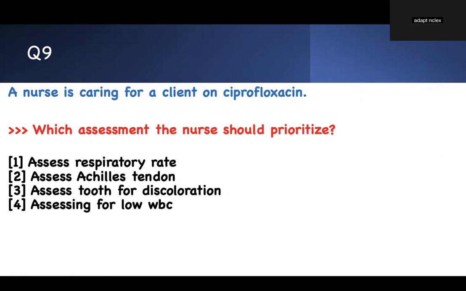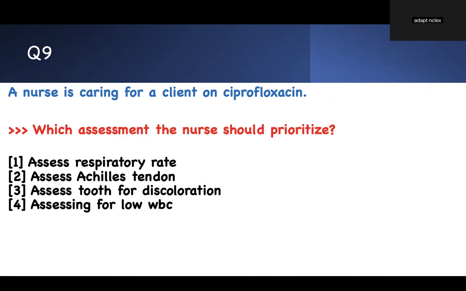Which assessment should the nurse practice? The nurse is caring for a client with ciprofloxacin, right? Ciprofloxacin are fluoroquinolones. They have specific side effects. What will you prioritize? Respiratory rate, Achilles tendon, tooth discoloration, or low WBC? Well, if you're taking ciprofloxacin, I can check your WBC and it's going to be low. But is there a prioritization? No, I don't care about it. That means there's content you need to know about ciprofloxacin.